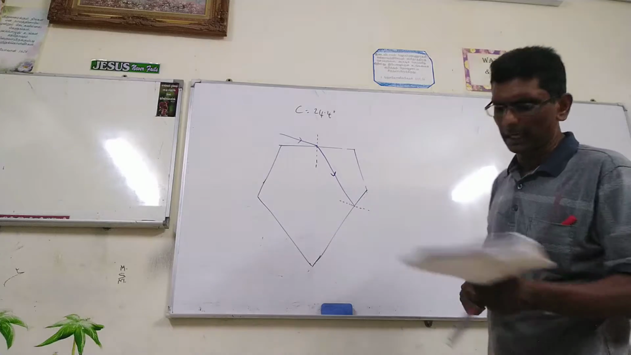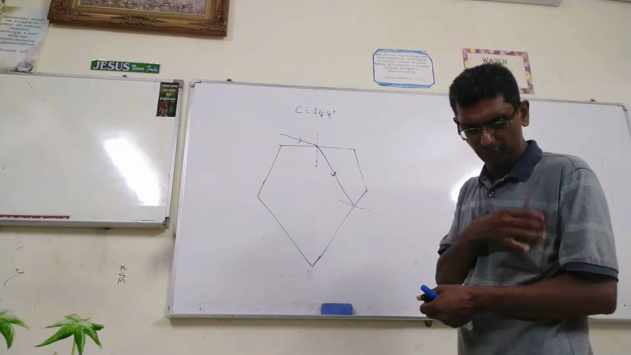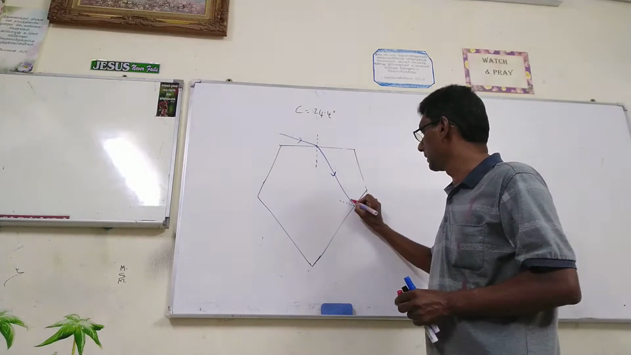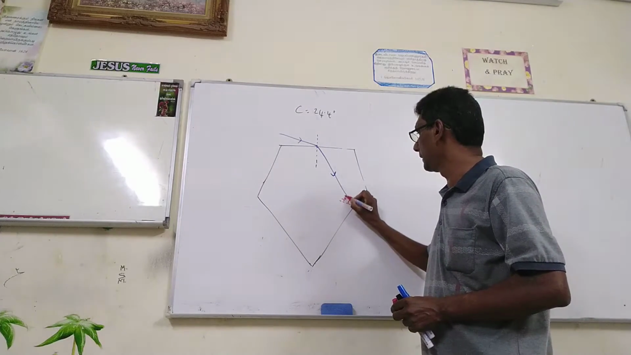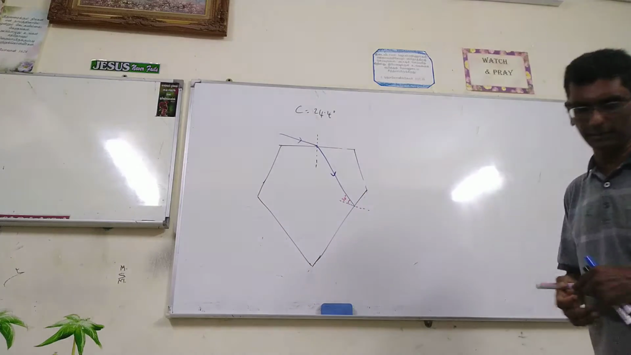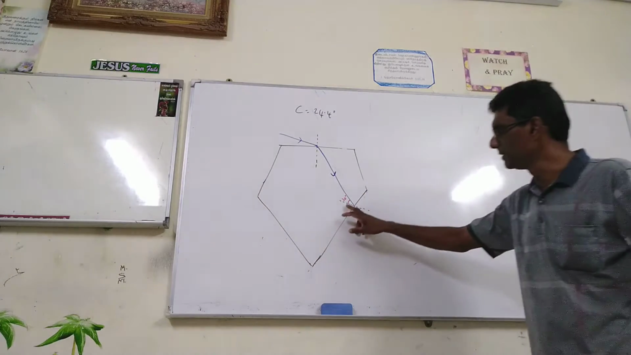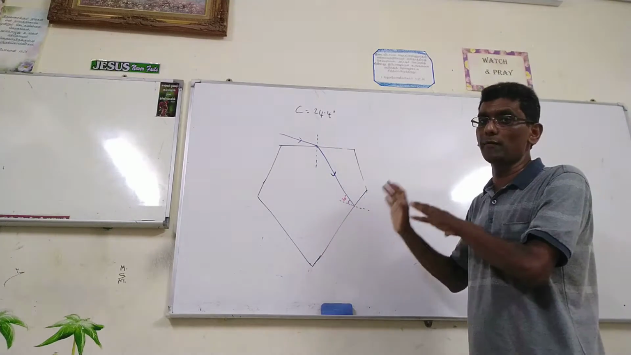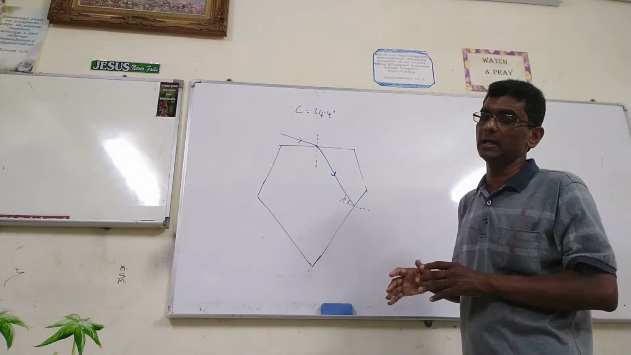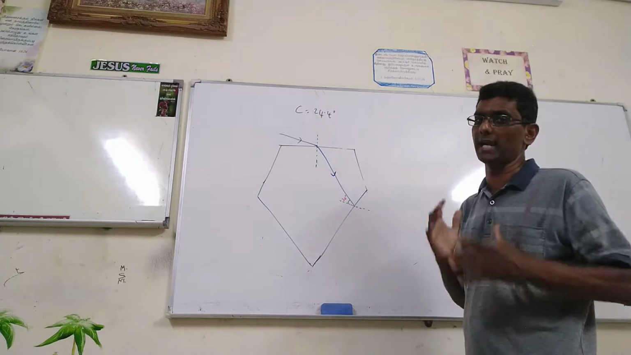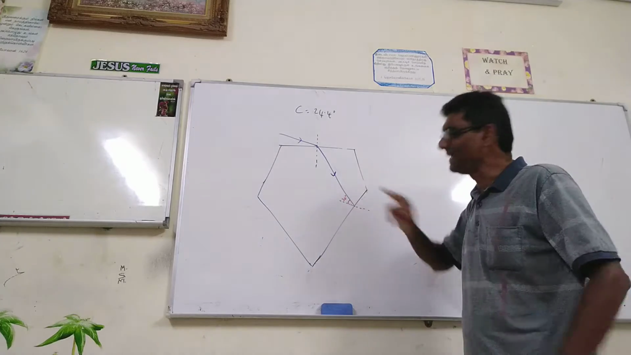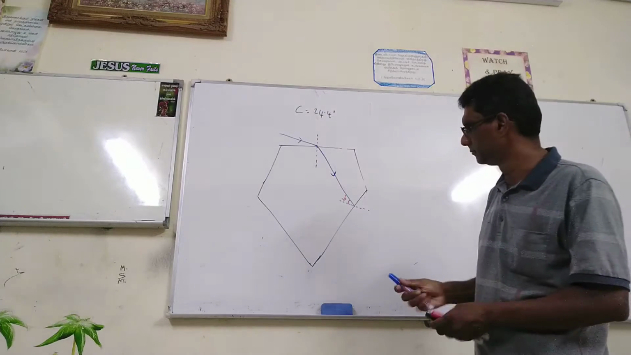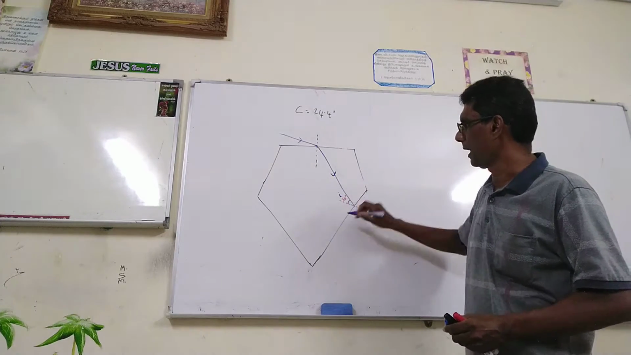And the angle they gave is 30 degrees. This is the light ray they give us. The angle of incidence is 30 degrees. So now we have to draw the light ray until it comes out from the diamond. This is I, the angle of incidence, 30 degrees.